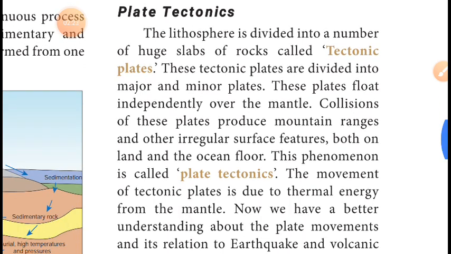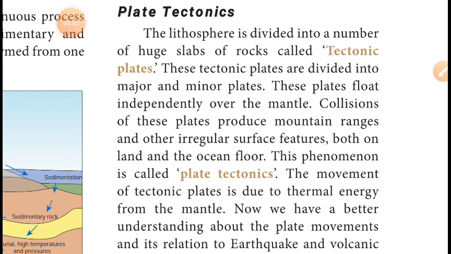These tectonic plates are divided into major and minor plates. Minor is small. These plates float independently over the mantle. Float means floating. Each and every plate floats over the mantle, that means the next layer of the crust. Each and every plate floats on the mantle.